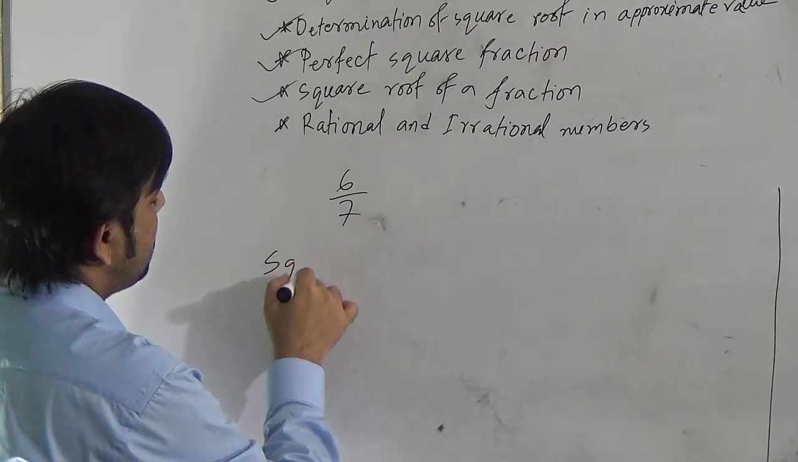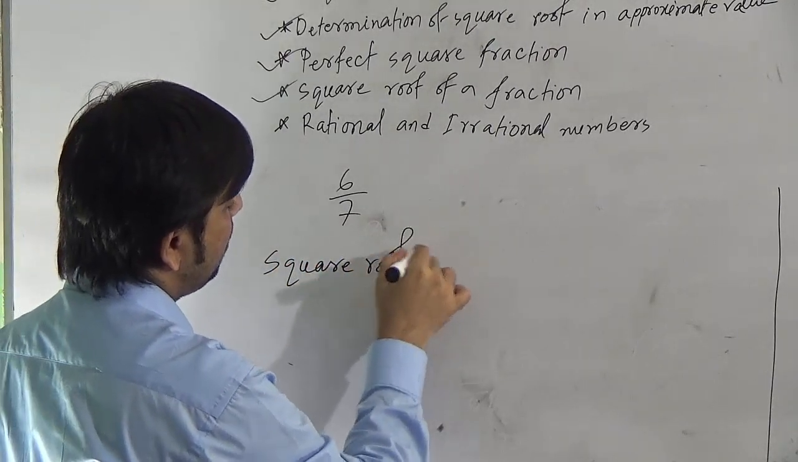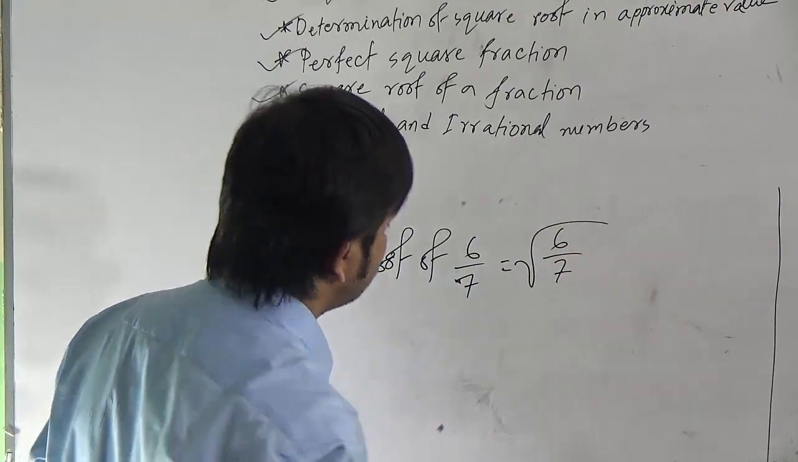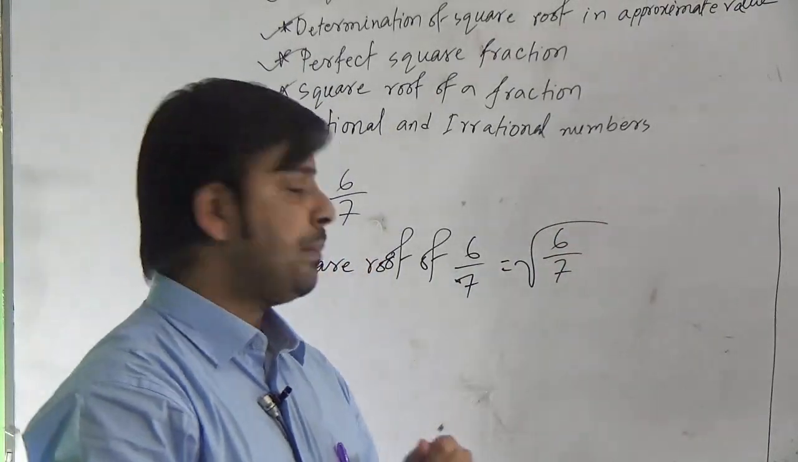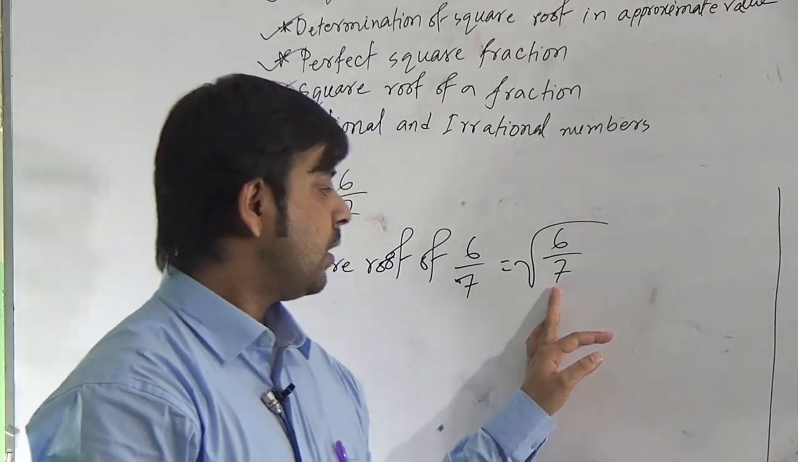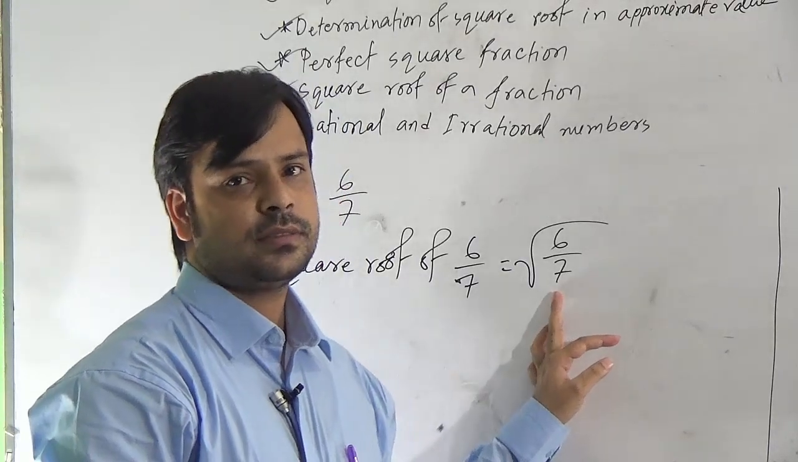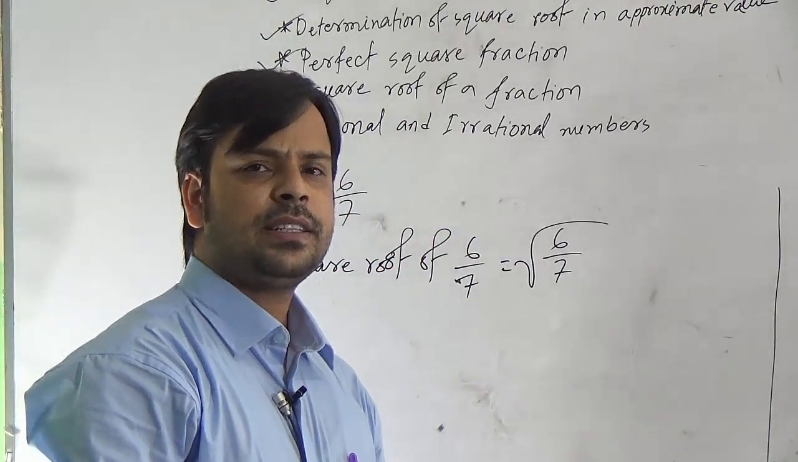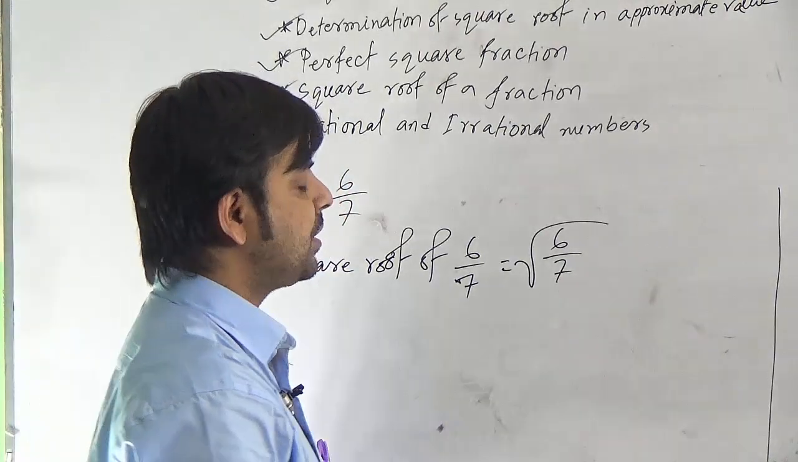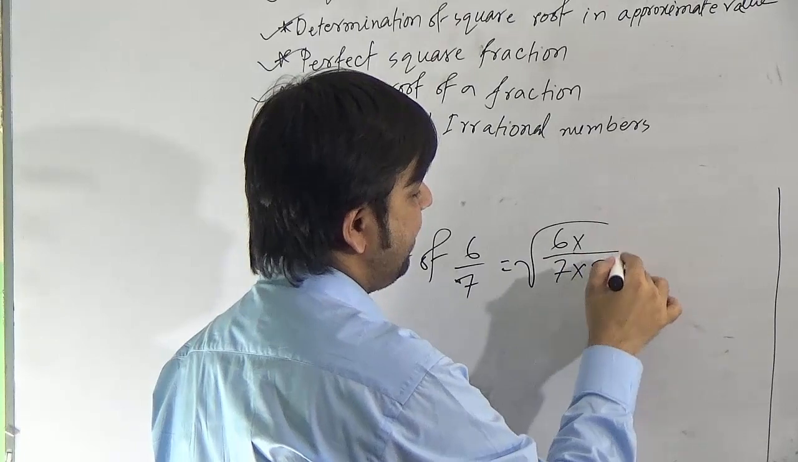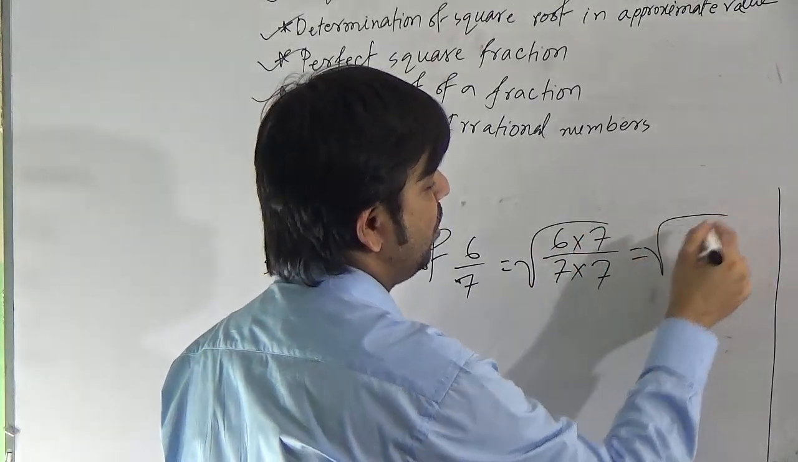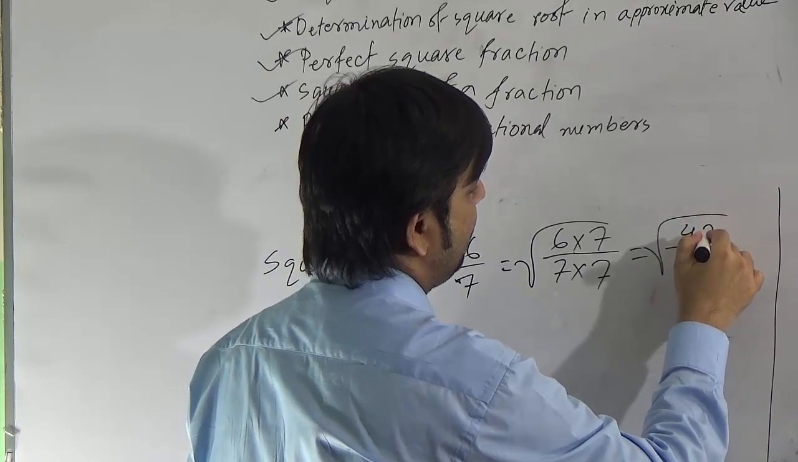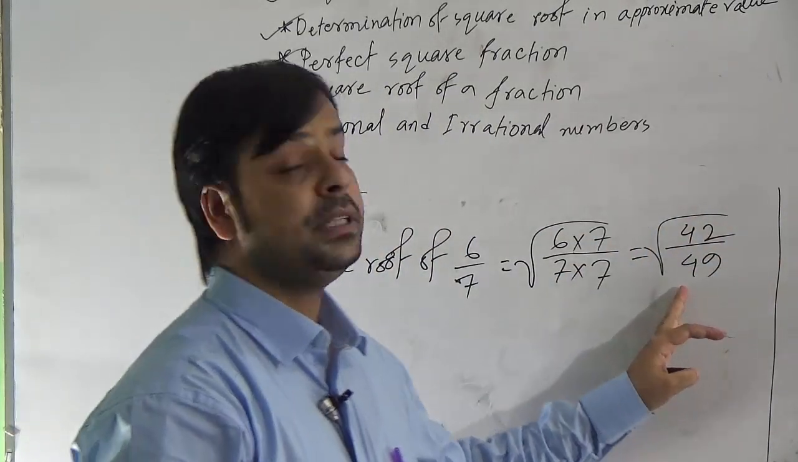So square root of 6/7 equal to, we can use 6/7. In this case, you have to remember that at first you have to make the denominator a perfect square. For this, you can multiply both the numerator and denominator by the same number. If we multiply the denominator by 7, we have to multiply the numerator also by 7 to keep the value the same. It will be 42/49. Now here the denominator is a perfect square.